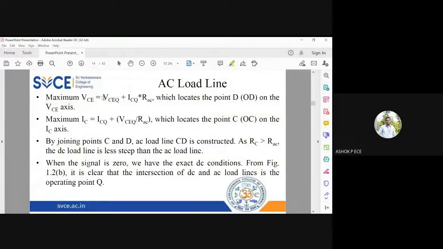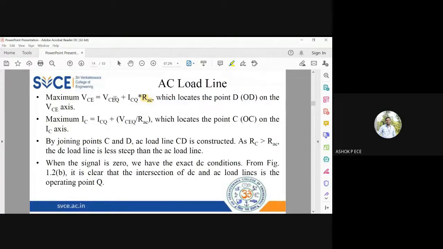So VCE will be equal to VCEQ plus ICQ into RAC. Here, I am replacing RC with RAC because in an AC load, you have to consider your load also. And when you consider the current, IC equals ICQ plus VCEQ by RAC. So Ohm's law, V is equal to IR, right? V is equal to I into R. I is equal to V by R.